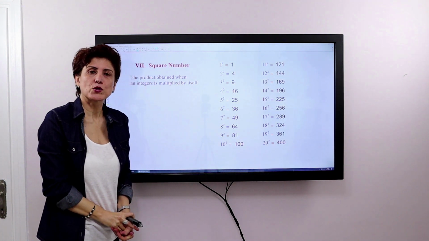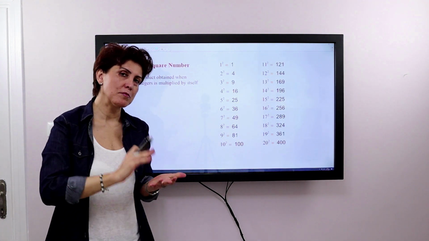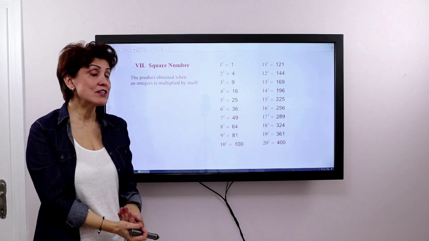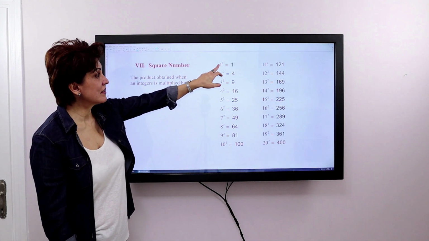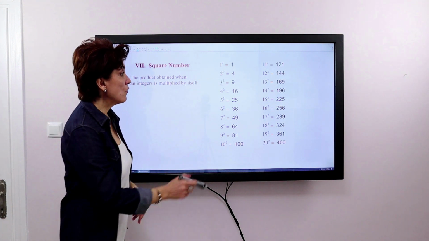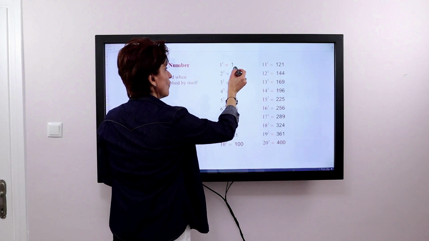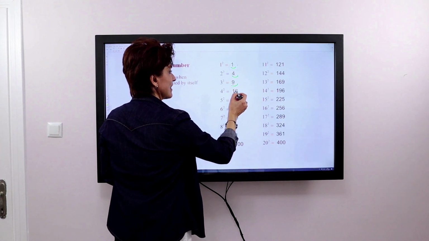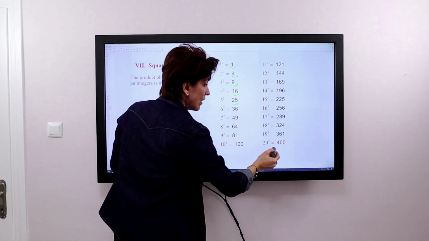Square number. How can we get a square number? If we multiply a number by itself, we get a square number. First one is 1 times 1, which is 1, so 1 is a square number. 2 times 2 is 4, a square number. 1, 4, 9, 16, 25.